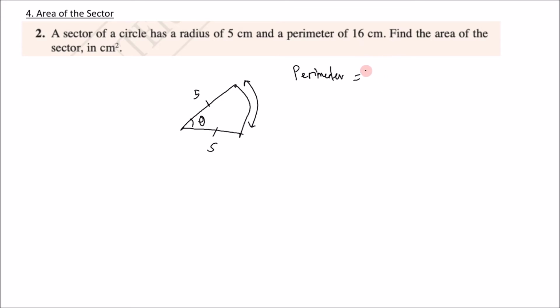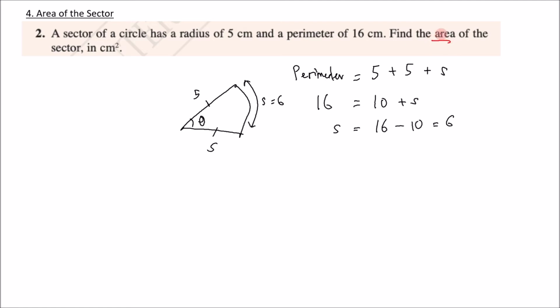It's the total length of all sides, meaning 5 plus 5, and then this is S, which represents the arc. So given perimeter is 16, 5 plus 5 is 10, and S. So S is equal to 16 minus 10, which is 6. So S should be 6. Alright. What else do we need?